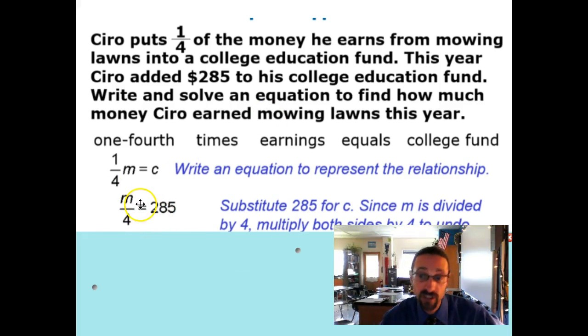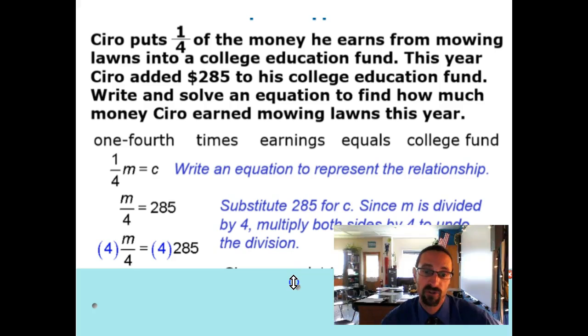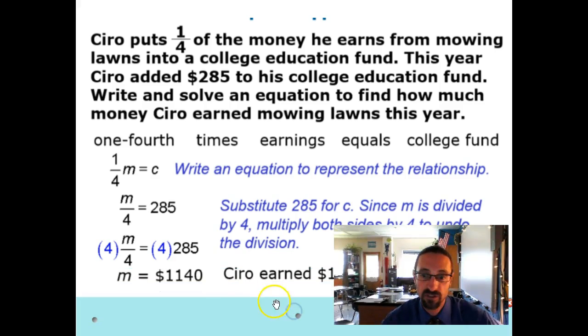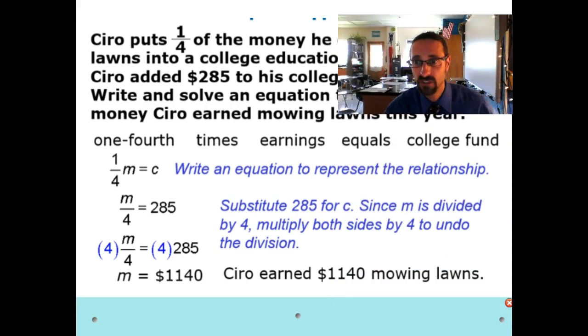Of course, now that you've got this equation set up, it's really easy to solve. Some variable divided by 4. We need to multiply both sides by 4. And that means Ciro earned $1,140 mowing lawns this past year.